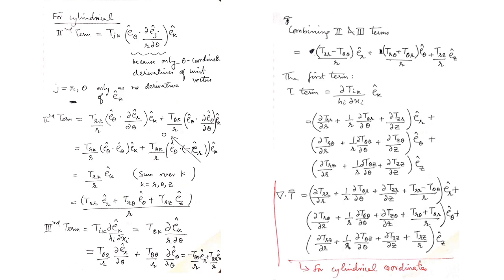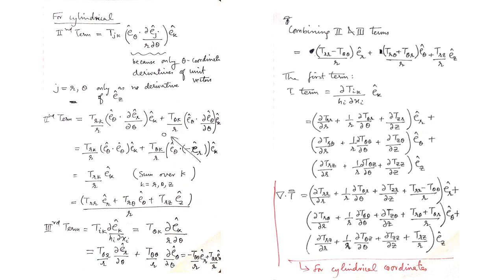So you will notice that in the final result I have only a single term, because the e_theta cap dot minus e_r cap term, the second term, becomes 0, and so I only have to sum over k now to complete this second term. And k has to be varied over, again as I said, all the three coordinate directions r, theta, z. So we simply have t_rr e_r cap plus t_r theta e_theta cap plus t_rz e_z cap, divided by r. So this is the second term.